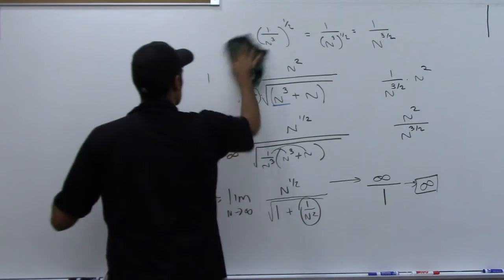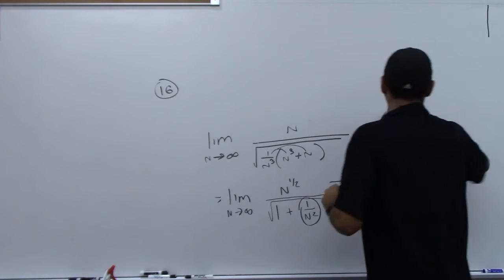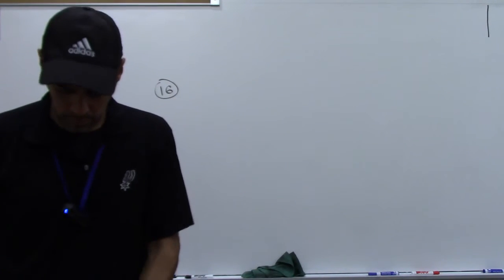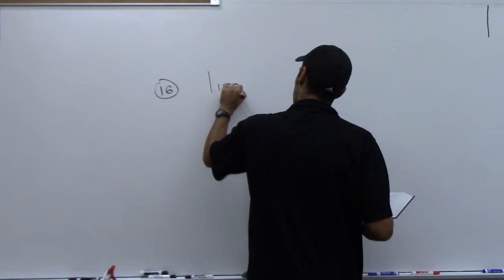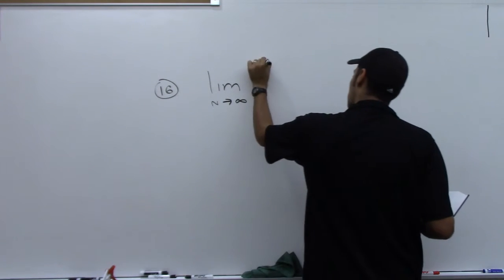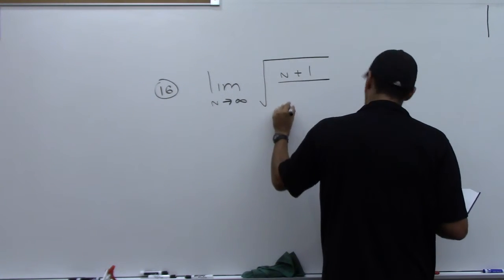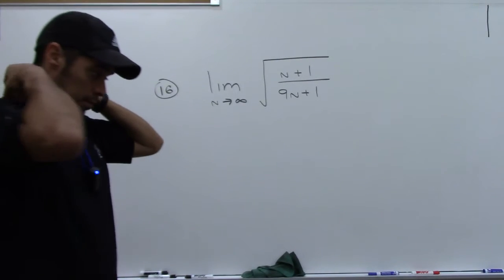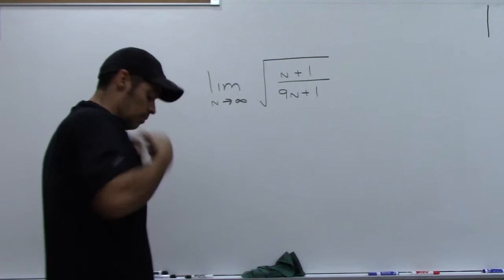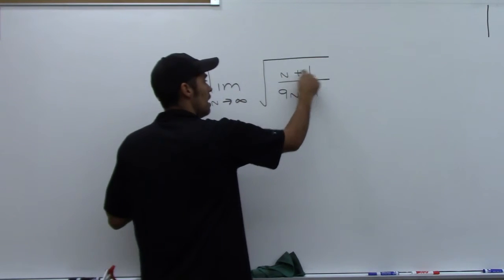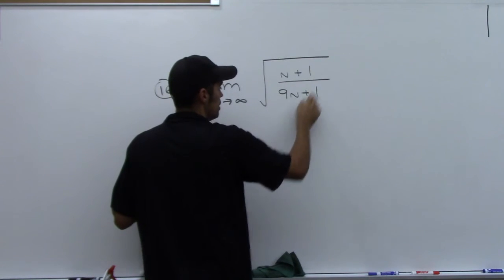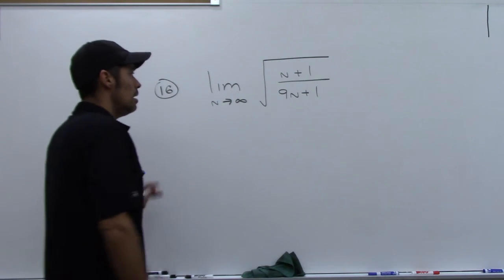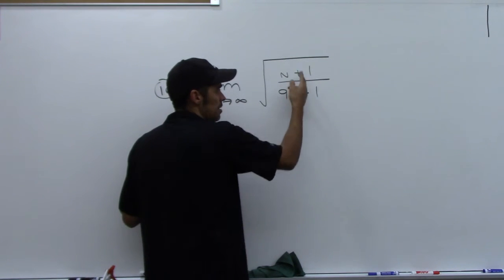16. Limit as n goes to infinity of the square root of n plus 1 over 9n plus 1. Now, when we let n get big here, this top goes to infinity, the bottom goes to infinity, and then square root. So we have infinity over infinity. And whenever we've had that in the past, we've seen a couple of different things we can do. But L'Hopital seems good here because the derivative of this and this by themselves are pretty simple.